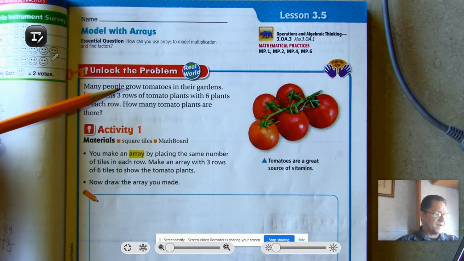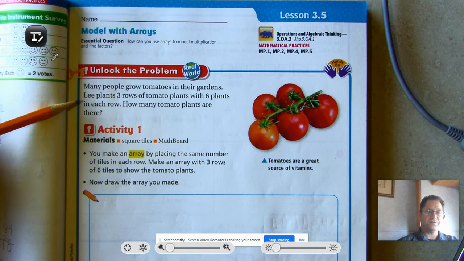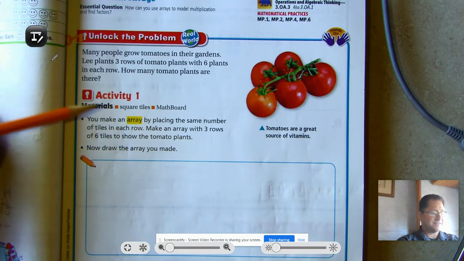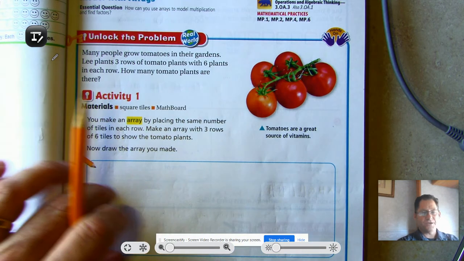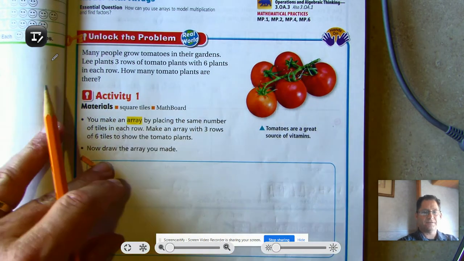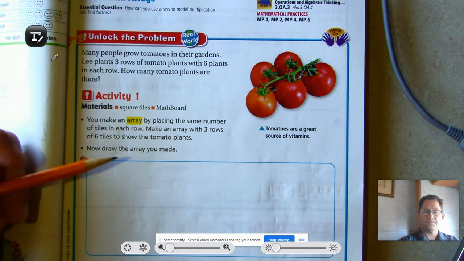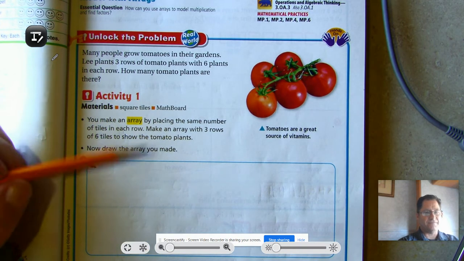Many people grow tomatoes in their gardens. Lee plants 3 rows of tomatoes with 6 plants in each row. How many tomato plants are there? In this activity it says we should use square tiles and a math word. We can use our writing area here to show our array, so we really don't need that math word.